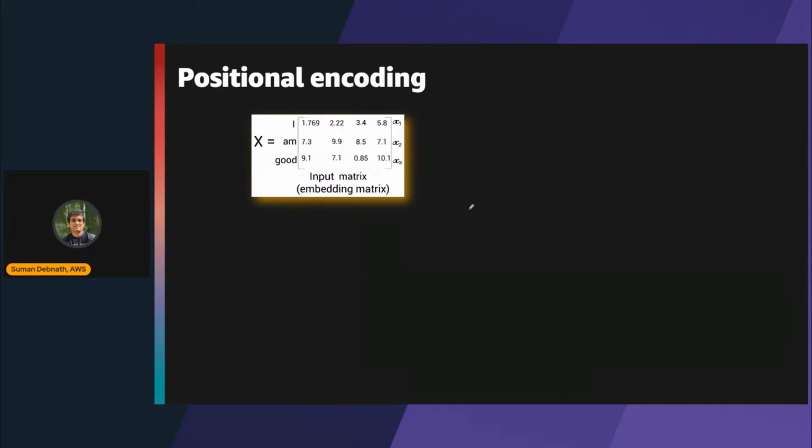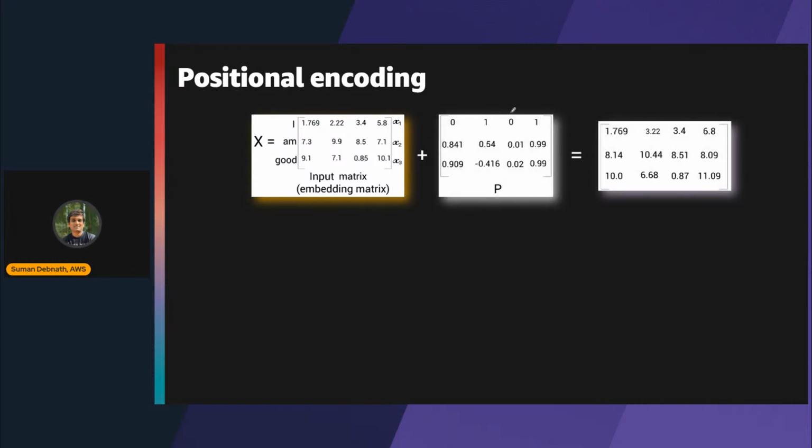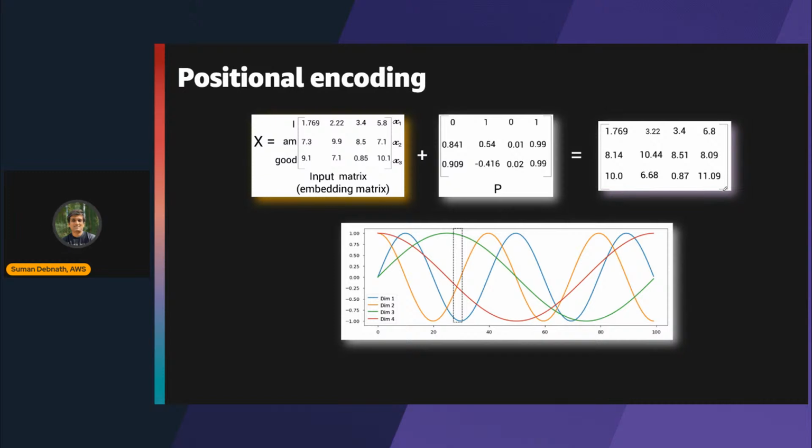So what we do is we take this input matrix, and then we just add another matrix P, and then we send this as an input. We don't send only the input matrix, but we add one positional matrix, and then we send this to the transformer. Now you may ask, how are we going to generate this P matrix? This is a little bit mathematically convoluted, but I'll try to explain it in a very simple way.